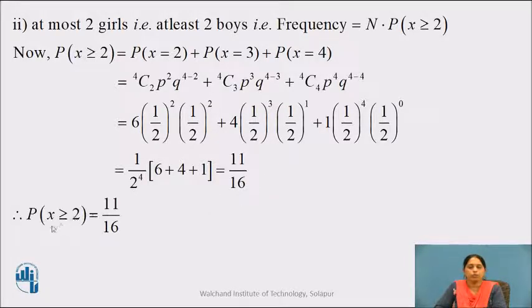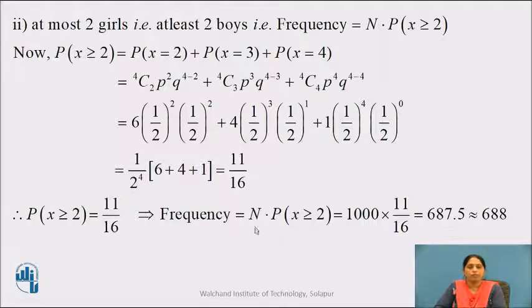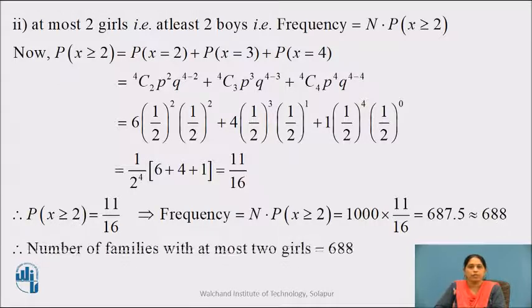Therefore, the probability of x greater than or equal to 2 is 11 by 16, from which we get the frequency as 1000 into 11 upon 16, which gives us the value as 687.5, which is nearly equal to 688. Therefore, the number of families with at most 2 girls is 688.